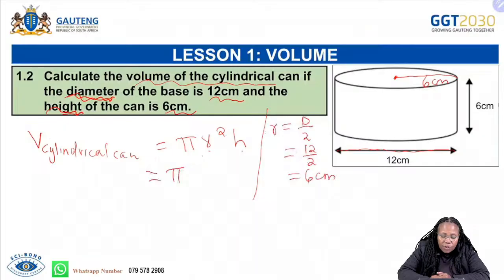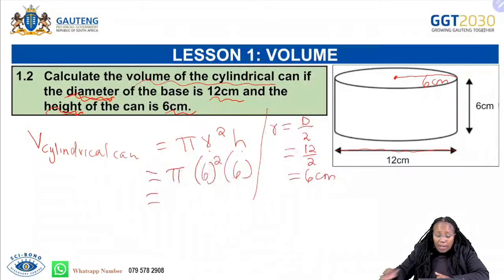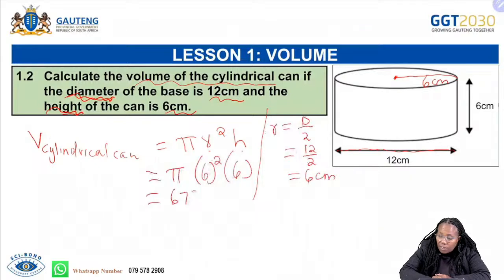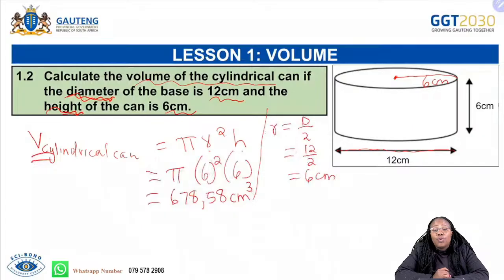We can now substitute 6 squared with the height of 6. And then this is 6 squared times 6 times your pi. And then this will give us 678.58 cubic centimeters, because we are talking about the volume. Then the unit will be cubed.